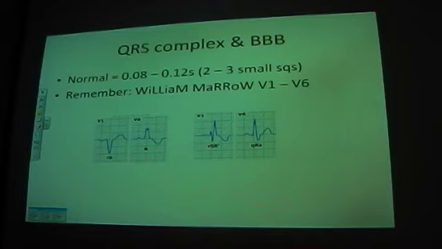So, WiLLiaM MaRRoW, you may have heard of him, he's generally quite a famous chap in cardiology. You're getting the M wave in V6 and the W in V1 in left bundle branch block. In right bundle branch block, you've got the W in V6 and the M in V1. You don't have to have both the W and the M. Usually you only see one. I don't know if it's because I have selective vision, but usually I see the Ms easier than I see the Ws.